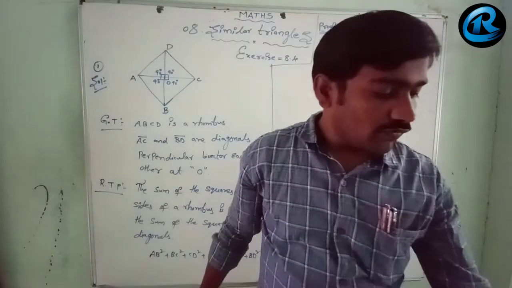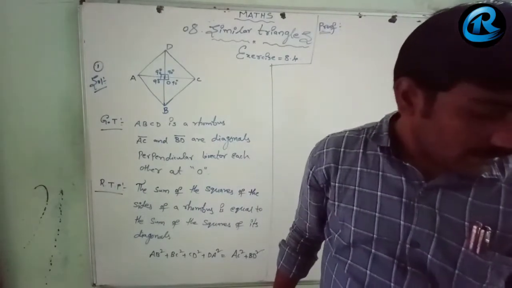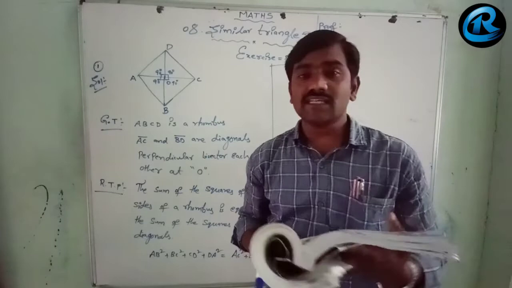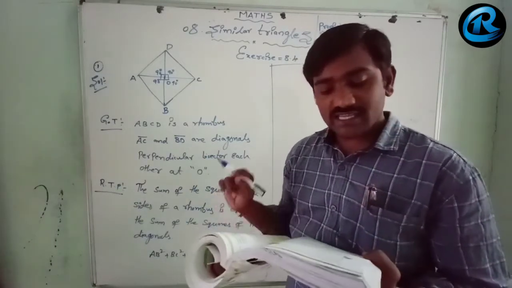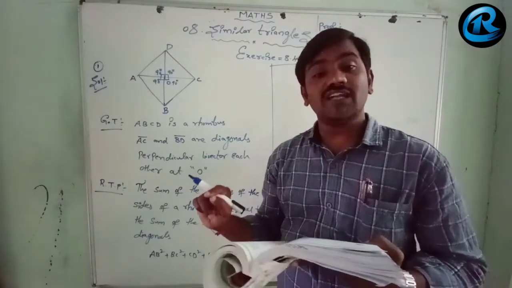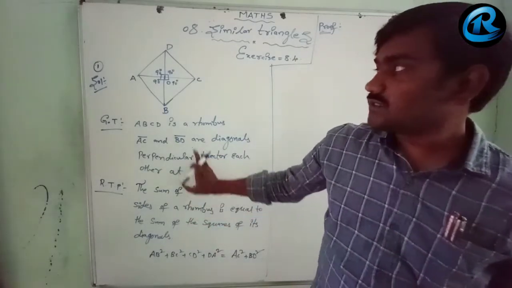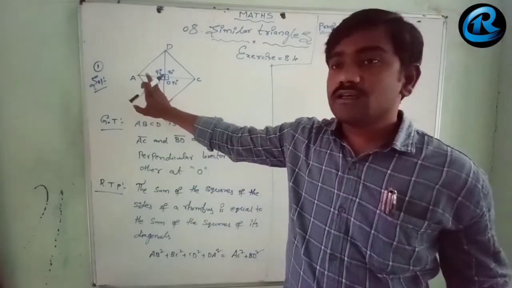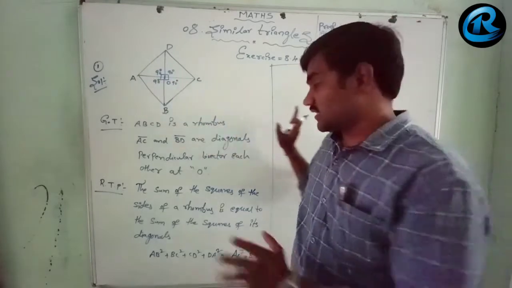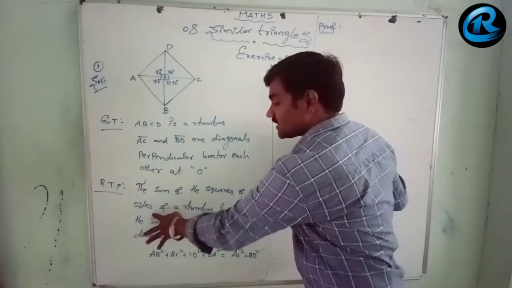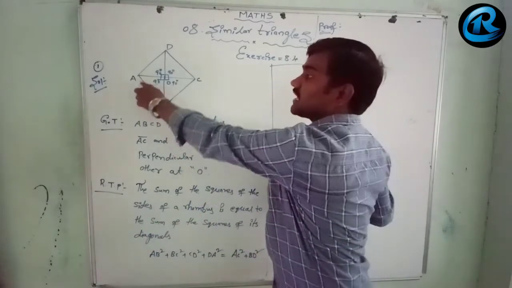Let us see that. Prove that the sum of the squares of the sides of a rhombus is equal to the sum of the squares of its diagonals. Very simple. Here we need to put the RTP. So here, the sum of the squares of the sides of a rhombus.